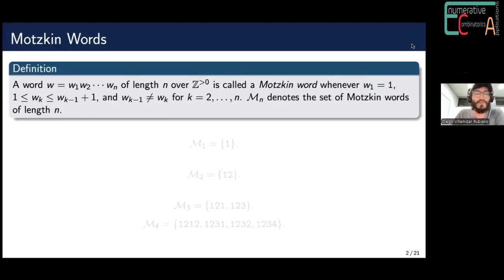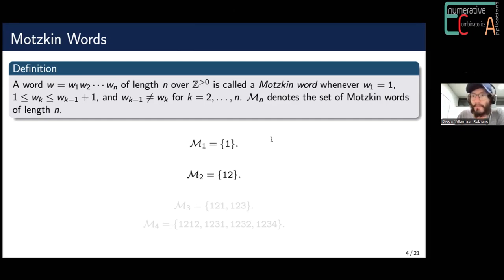So the main character of this short story is Motzkin words. Motzkin words are just words of a certain length, say n, in such a way that you can construct them recursively. You have to start with w1 equals 1, and you can append something to the right of the word. Whatever you append has to be at most one more than the symbol before the last symbol of the string, and you cannot repeat symbols at all. So for example, if the length is 1, then the only word you can have is 1, because w1 has to be 1.